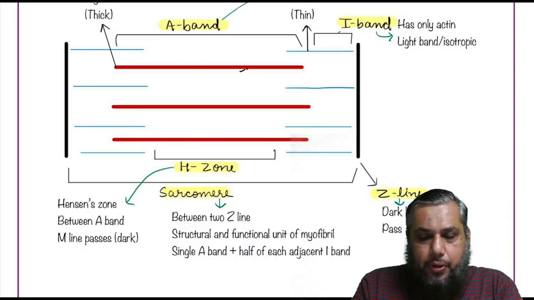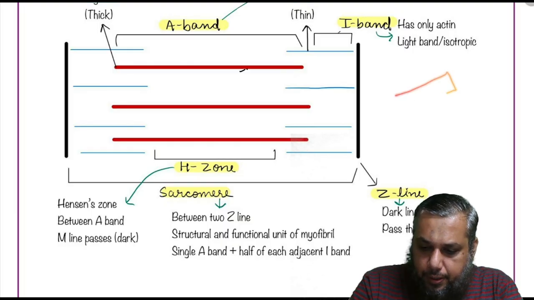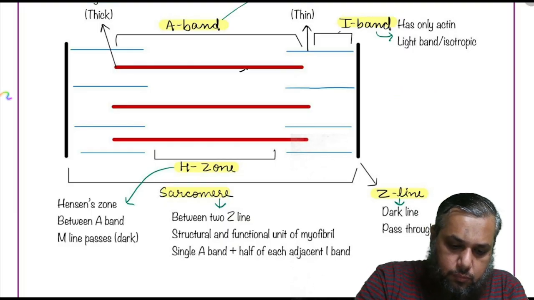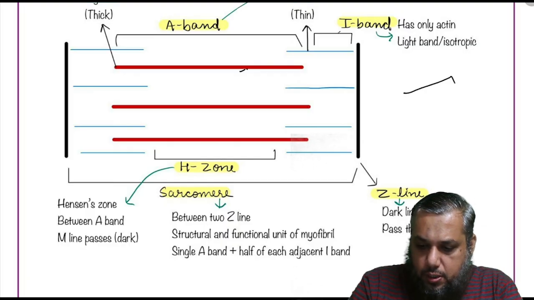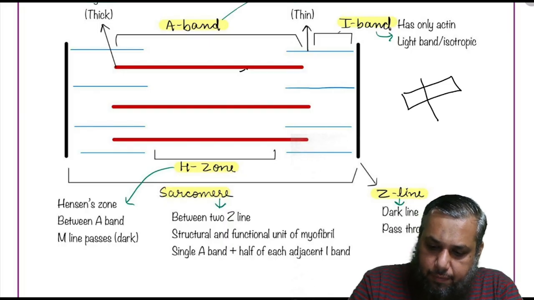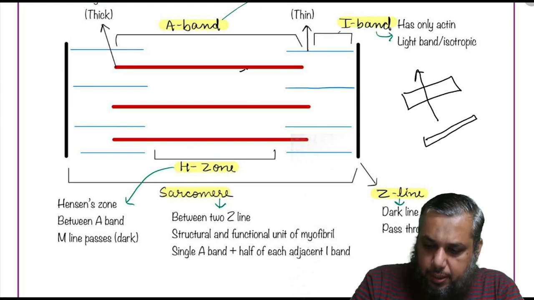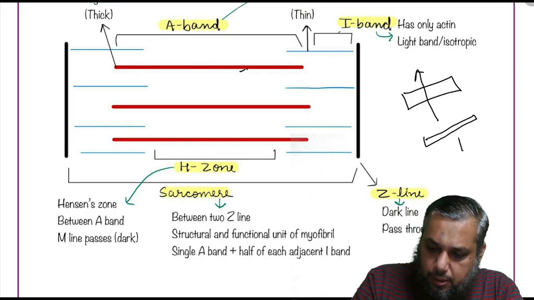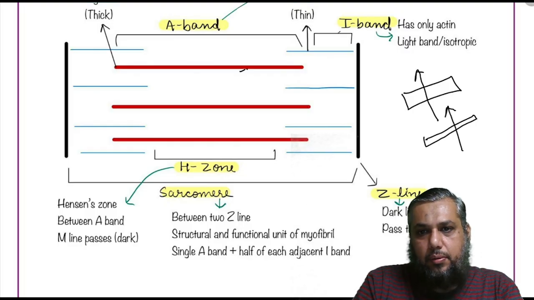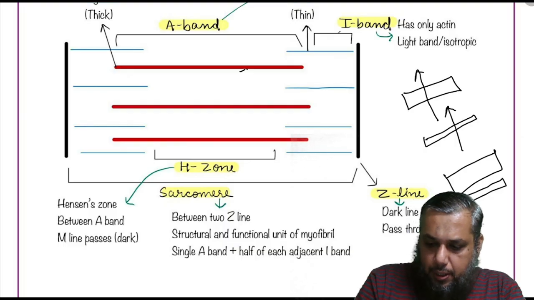Now, remember, when there is a thick filament, which is called the myosin filament, only thick filament, light will pass through it. When there is only a thin filament, that is actin filament, light will pass through it. But when there is a thick and a thin filament which is overlapping, light will not pass through it.